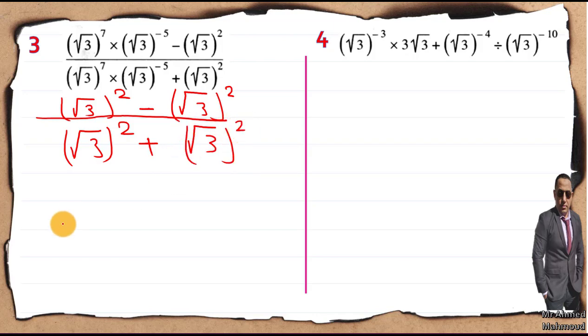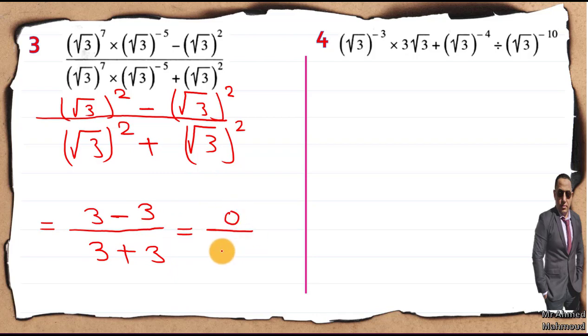all power of 2 equals. Root 3 power of 2 equals 3, minus root 3 power of 2 equals 3, and 3 plus root 3 power of 2 equals 3. So it is equal to 0 over 6. 0 over 6 equals 0.